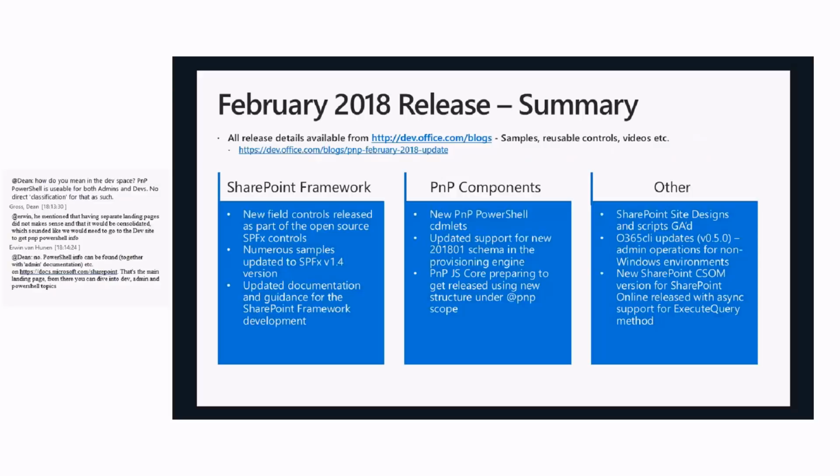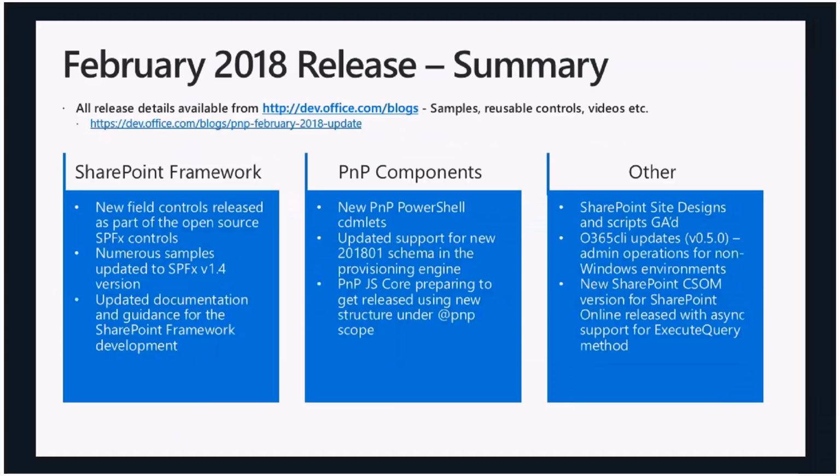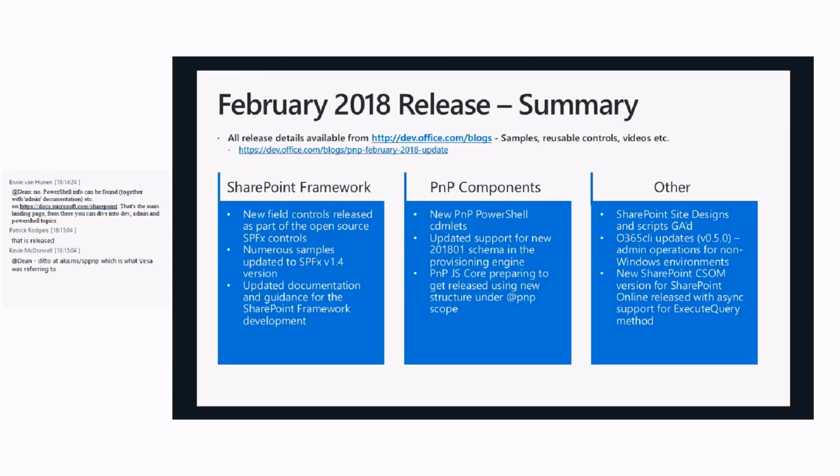On the PnP components, there were new PowerShell commandlets added. These were related to site designs and site scripts, and manipulating them. There's updated support for the new 2018-01 schema, which is now the default schema on the PnP Provisioning Engine, and PnP JS Core is looking into having the original official release under the PnP scope, and more on that one from Patrick as part of the SharePoint Framework community calls. There was also SharePoint site designs went GA pretty recently, last week.